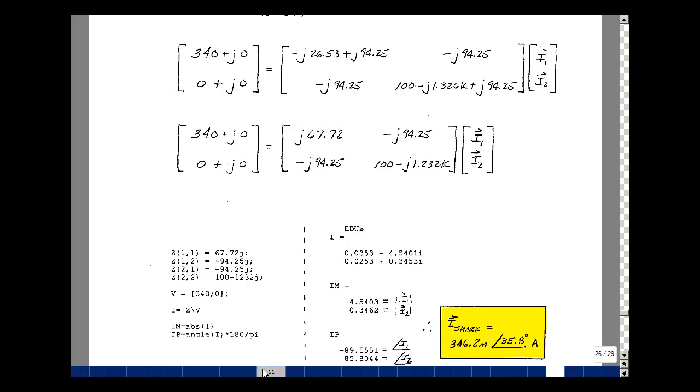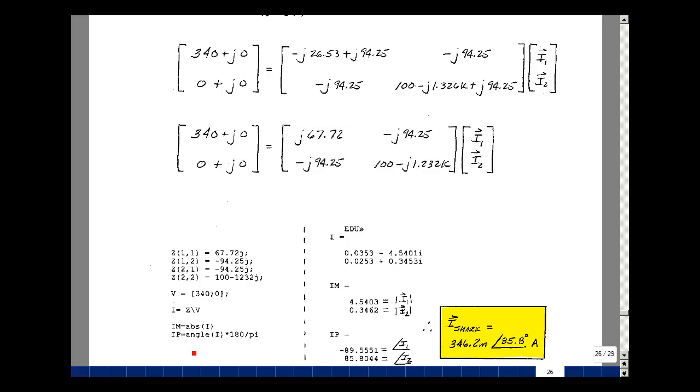I use a semicolon here, so when I hit return, I won't echo it back. And then my voltage is just going to be a vector with 340 plus J0, and then 0 plus J0, just 0. And then to find the current, I'm going to do matrix division. So remember, you're going to take the matrix here, which I'll call Z, and this is my voltage vector V. I'm going to take Z backslash V, and that'll give me a current vector, which will be in rectangular form, and the results are shown here.